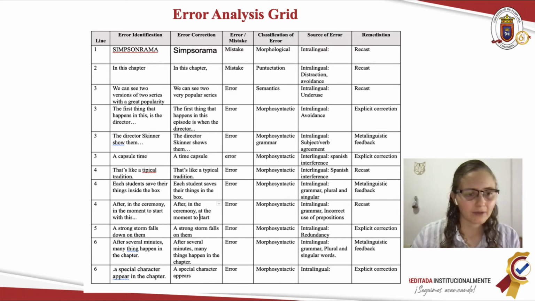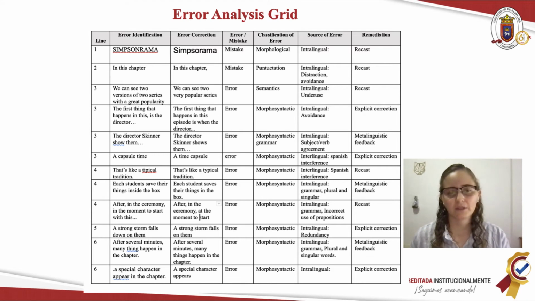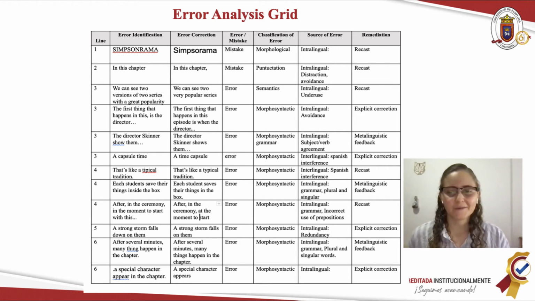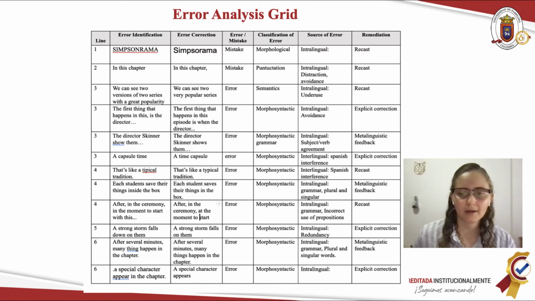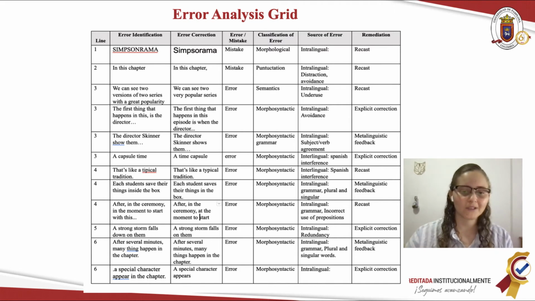And then we have, in line number 3, "the director Skinner Sheldon." The correction is "the director Skinner Sheldon." So it's an error. It's morphosyntactic. It's part of the grammar, in showing well, and is classified as subject-verb agreement. And the remediation that I gave to the student is metalinguistic feedback. I'm going to explain the third person singular in the simple present tense, where the verb always ends with an S.